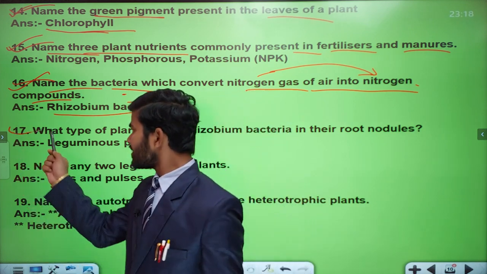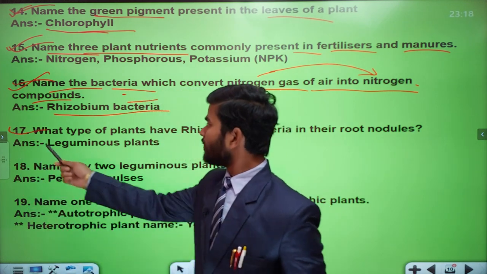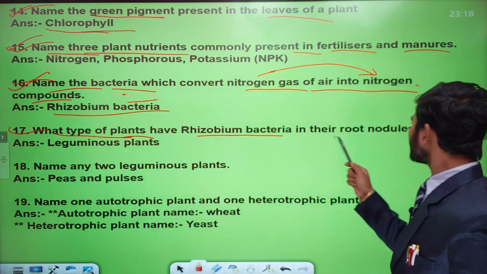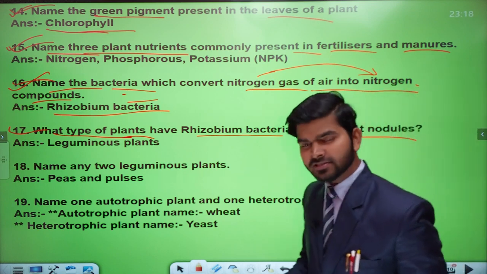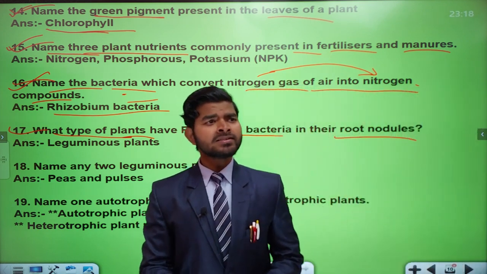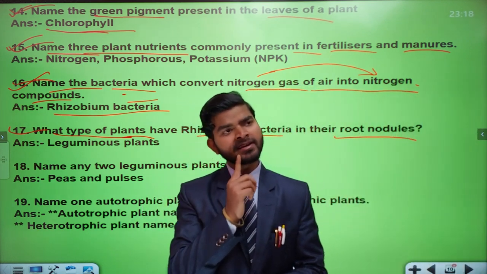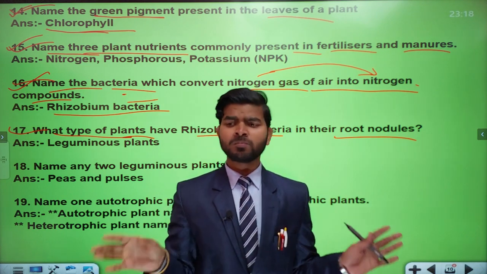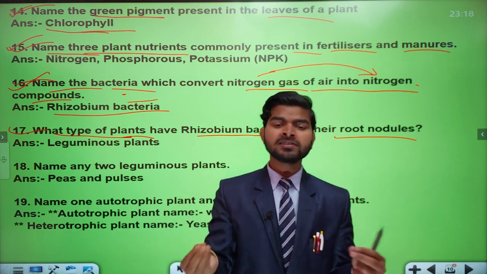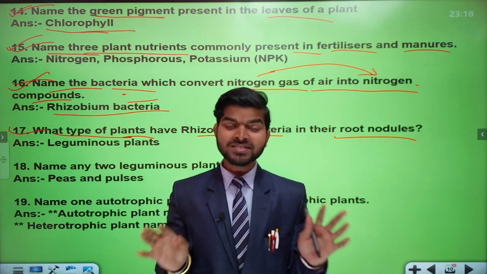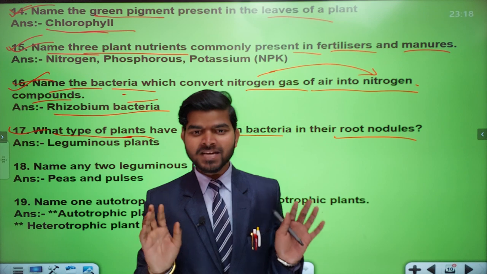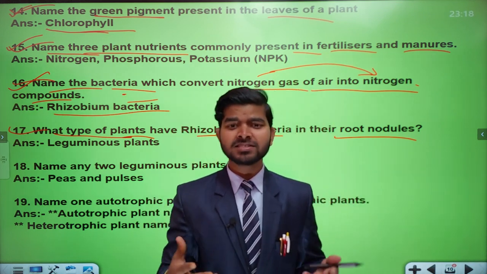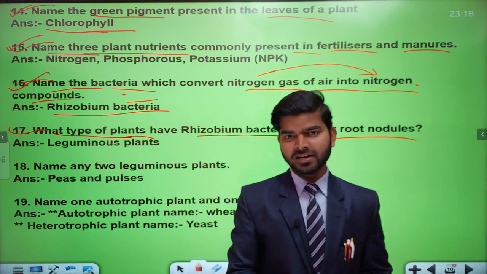Question number 17. The question is saying, what type of plants have rhizobia bacteria in their root nodules? The question is, sir, you are saying that rhizobia bacteria is present in the root nodules, but do any type of crops or plants have rhizobia bacteria? Obviously not. Then which type of crops? There are some special crops, the leguminous crops such as peas, gram, etc.